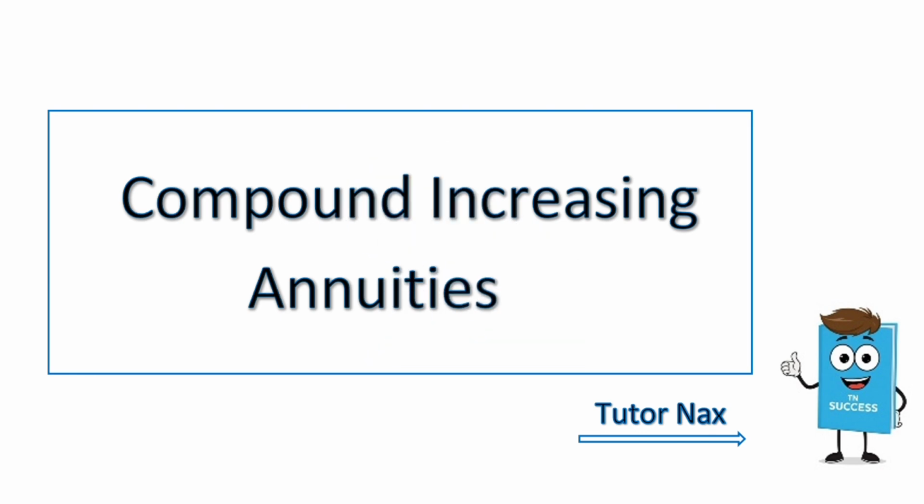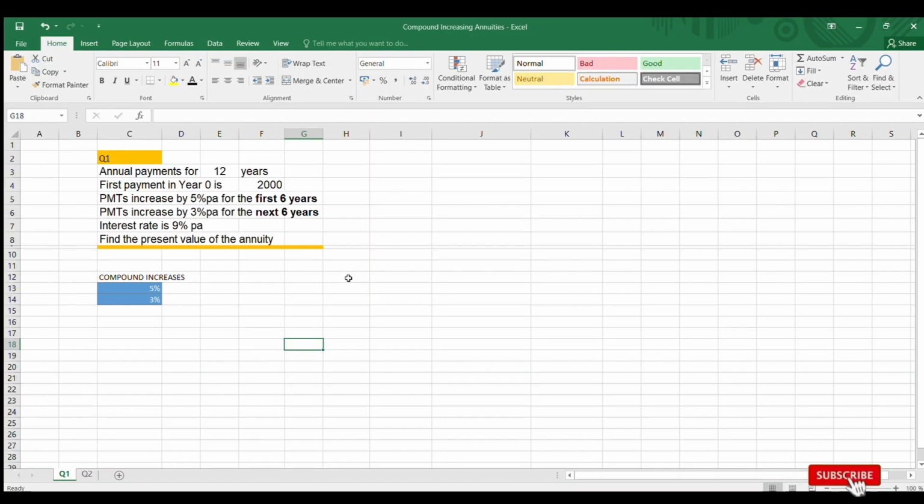Let's get started. So for question 1, we have annual payments for 12 years, with the first payment in year 0 being 2,000. Payments increase by 5% for the first 6 years, then payments increase by 3% for the next 6 years, with an interest rate of 9% per annum, and it says find the present value of the annuity.